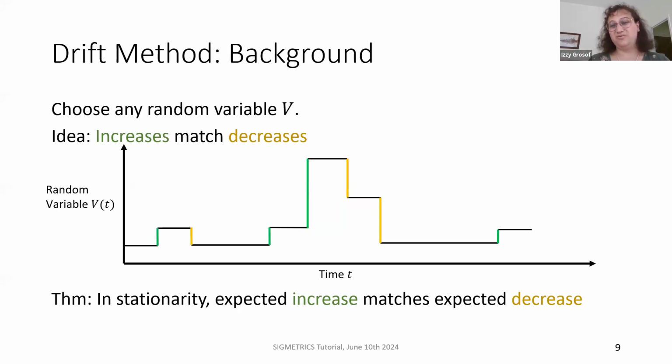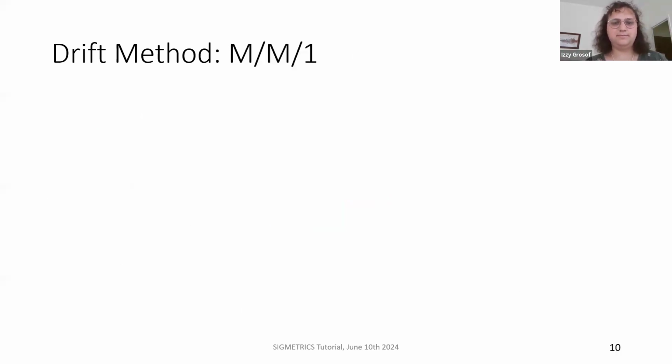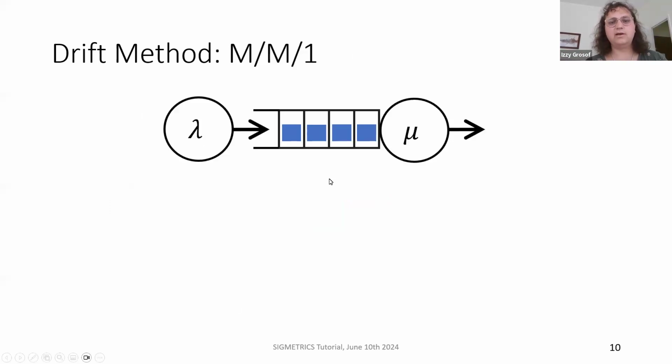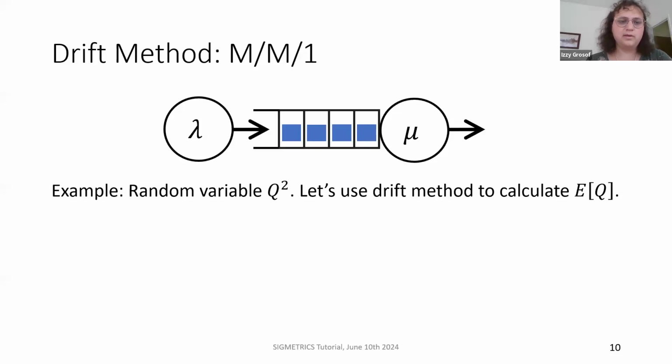Okay, so that's the drift method. Now let's apply this to a real simple system, the M/M/1. So constant arrival rate, constant completion rate. This is one of the first things that people see when they're looking at a queuing system. But if you can understand how to apply the drift method here, that'll put you on the right framework to apply it to more complicated situations. So we're going to use the random variable Q squared. Our V from the last slide is going to be the square of the Q length. We're going to use the drift method to calculate the mean Q length.